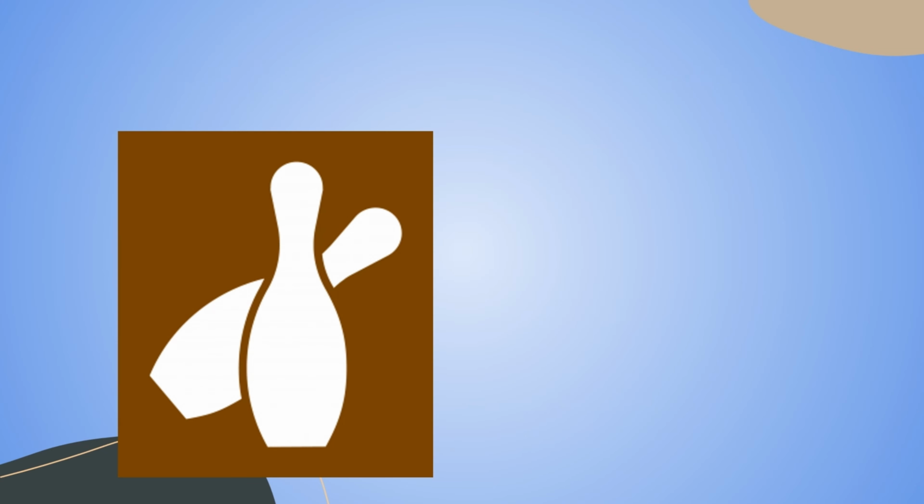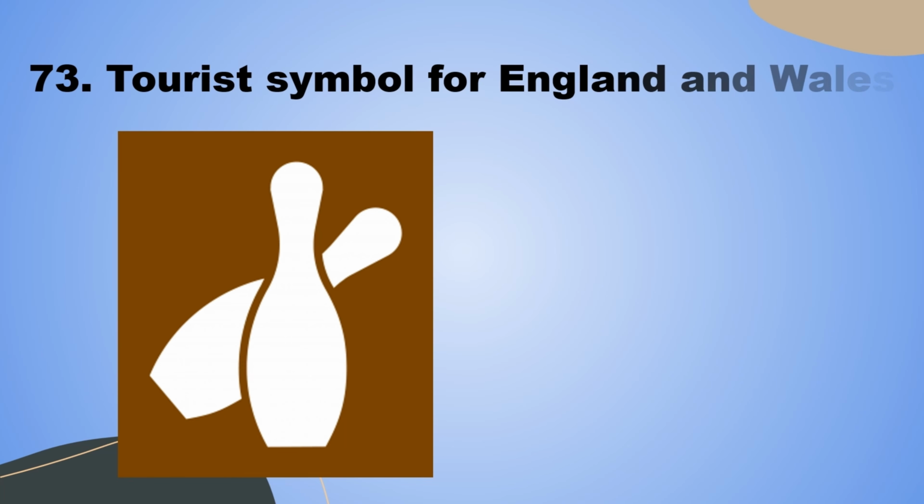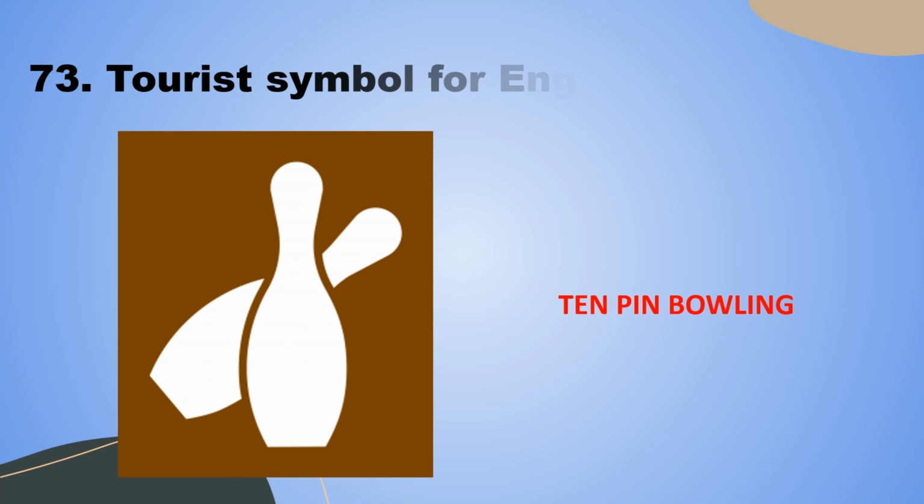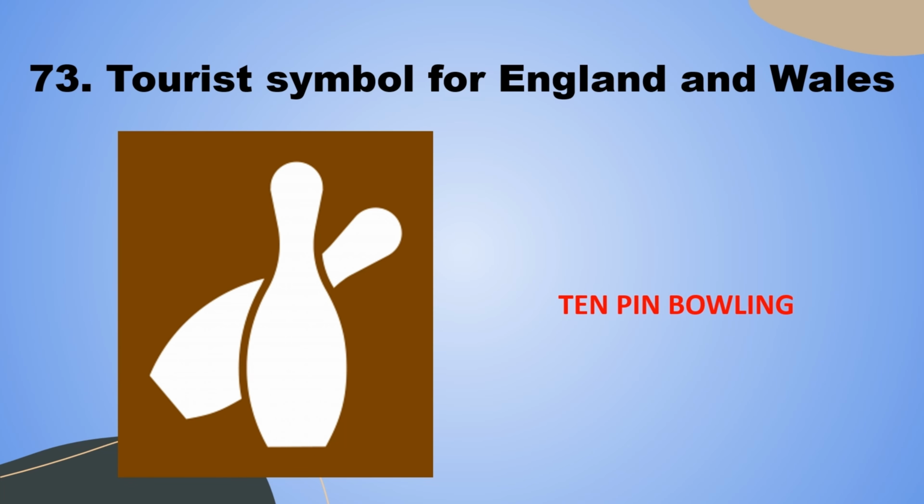Next sign. Oh, we have brown again. This is a tourist symbol for England and Wales. And the meaning of this is 10-pin bowling. So again, associate what you know so you can more easily remember the sign. Here you can see the pins on the sign. Brown for tourists, so you can tell that this is like a tourist attraction or a place to visit. So on this particular sign, you have the 10-pin bowling.